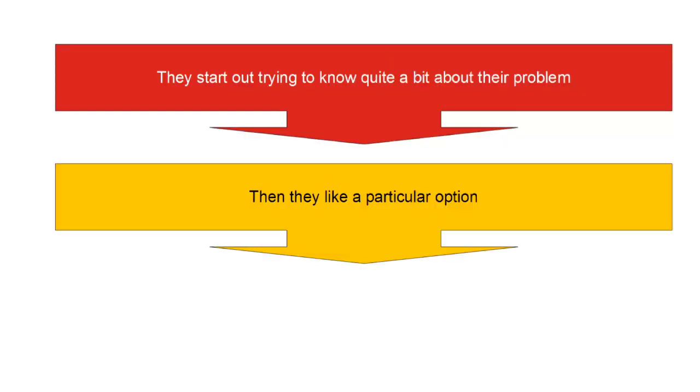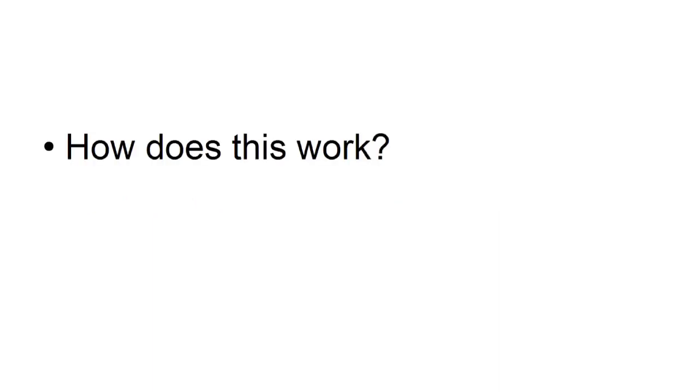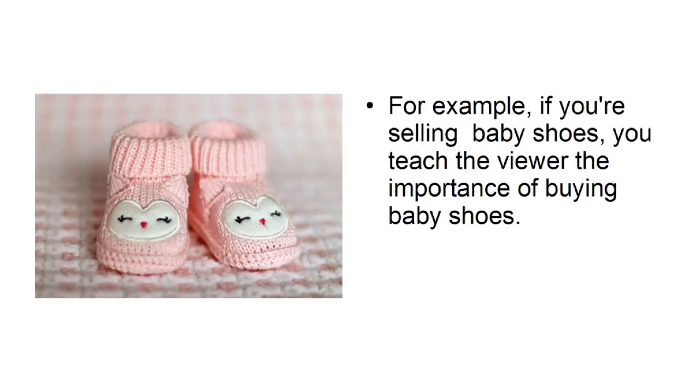They start out trying to know quite a bit about their problem. Then they like a particular option, and then you hold them by the hand until they trust your specific option. You have to use video to make this happen. How does this work? Well, the K videos are videos that teach viewers. For example, if you're selling baby shoes, you teach the viewer the importance of buying baby shoes.